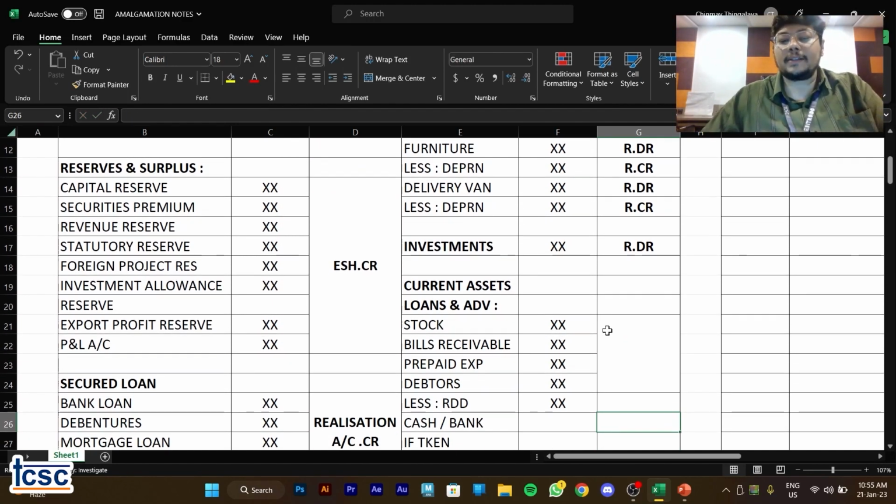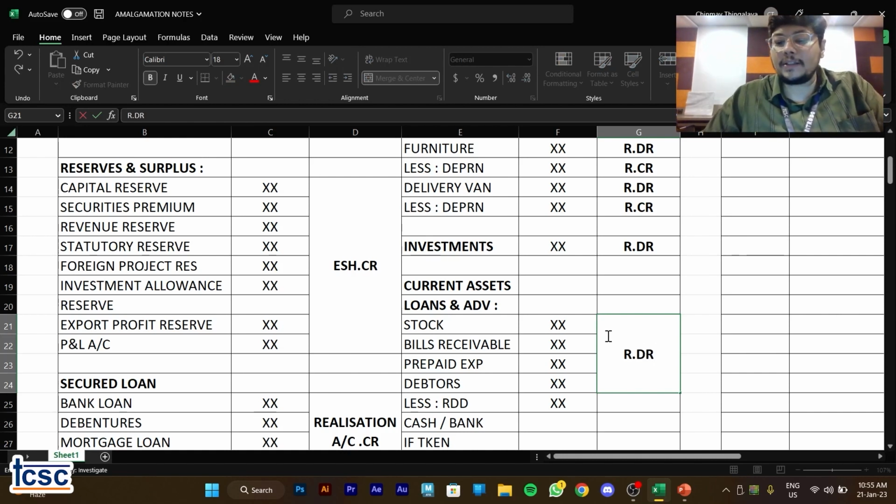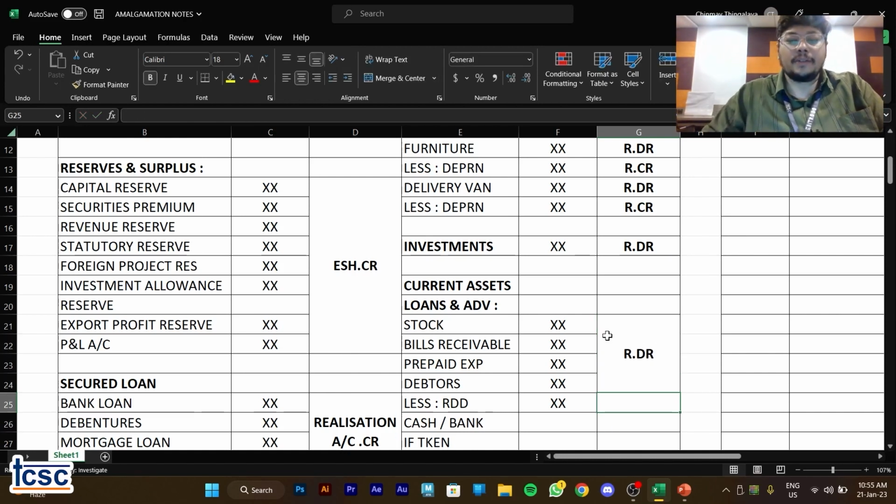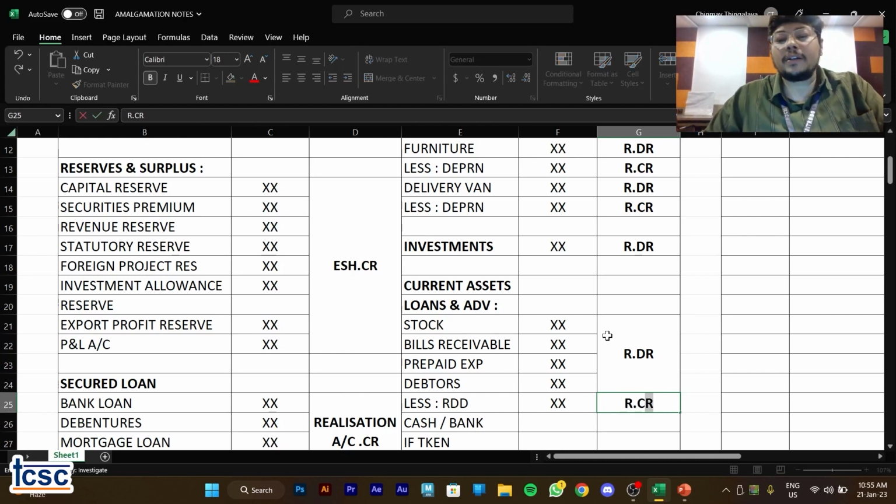All the current assets, that is stock, bills receivable, prepaid expense, debtors, are also part of the asset side, so it will be realization debit. RDD, that is reserve for doubtful debts, the marking will be realization credit.